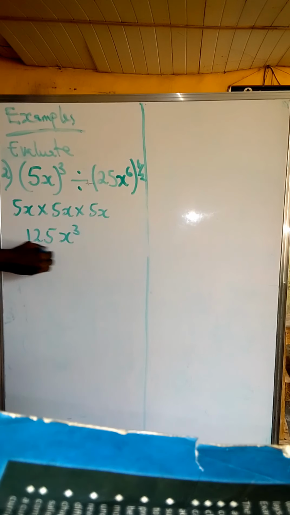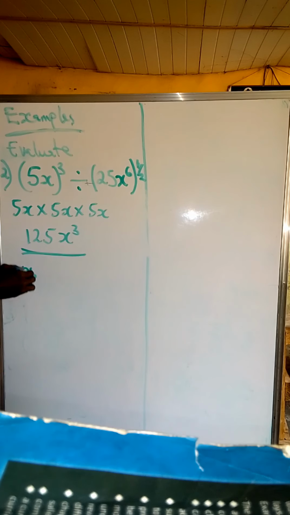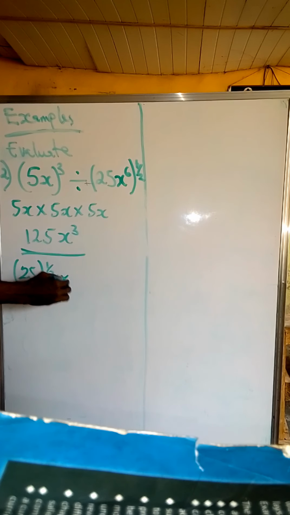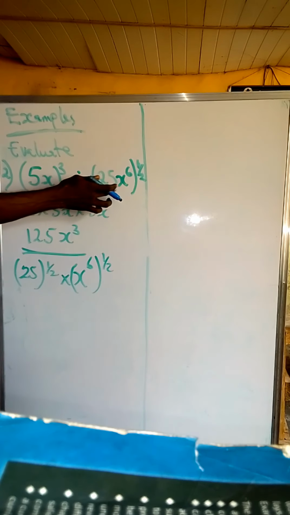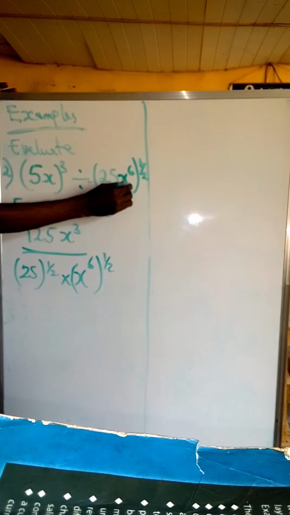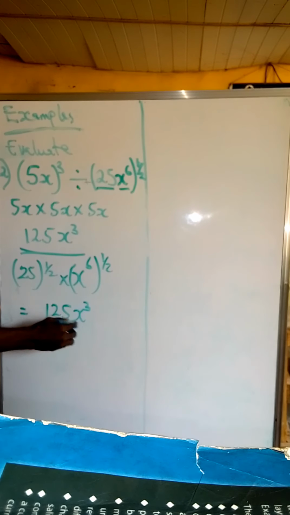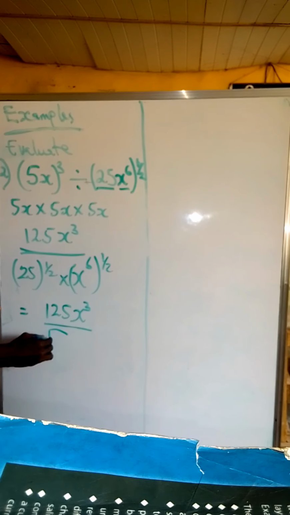Now divided by 25x raised to the power 6, all raised to the power 1 over 2. This one means 25 raised to the power 1 over 2, then x raised to the power 6 also multiplied by 1 over 2. This 1 over 2 here, we have 25 separately and x raised to the power 6 separately. So therefore we will have 125x raised to the power 3 divided by this half here, we form square root of 25.